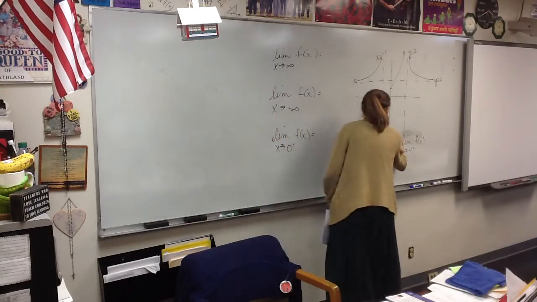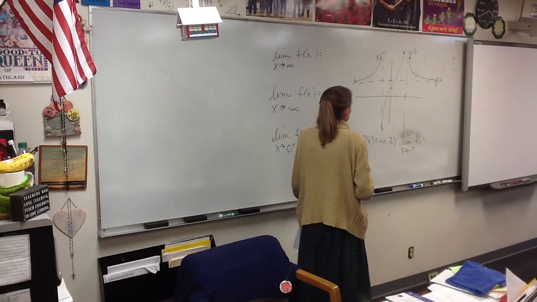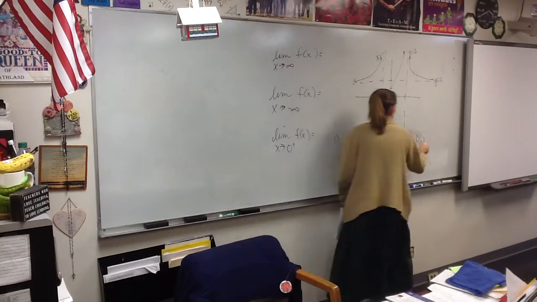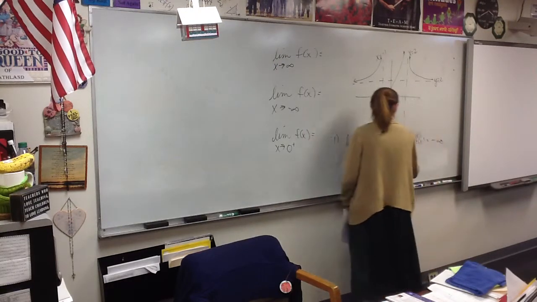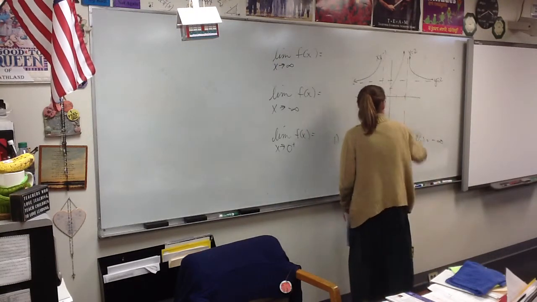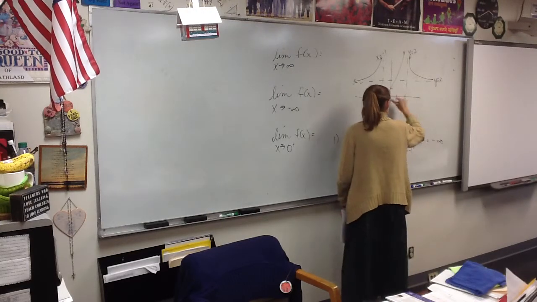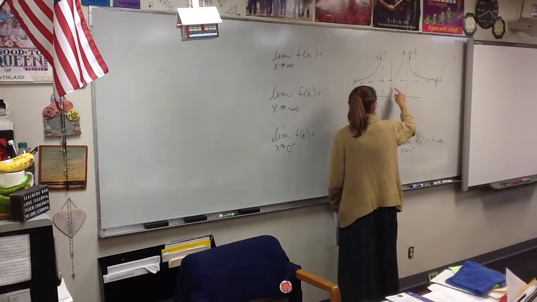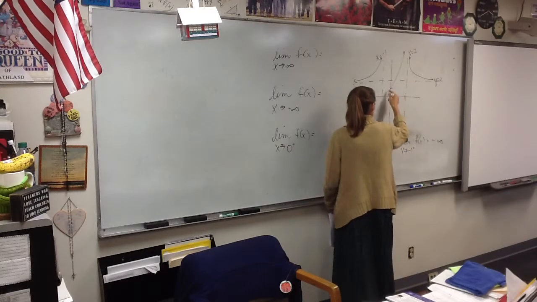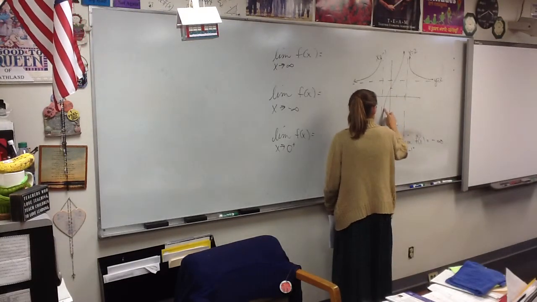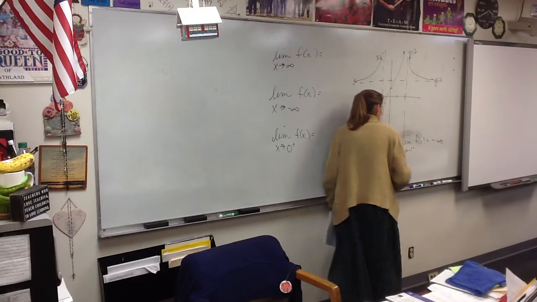How about this one? What'd you get for this one? You said negative infinity? Check it out. Here's negative 1. We're coming from the positive side. As we come from the positive side, what's our curve doing? The closer we get to negative 1, the farther down we're going. That's exactly right.